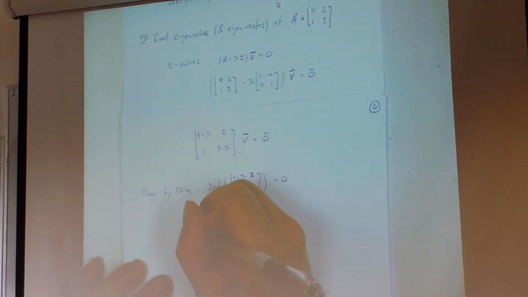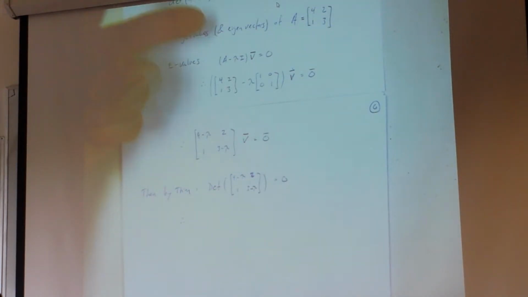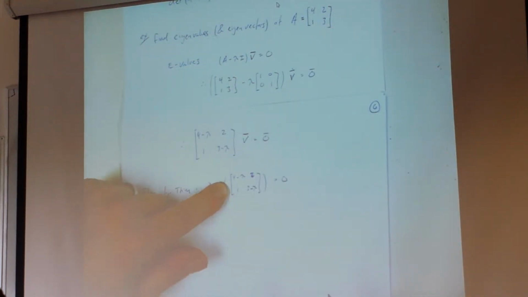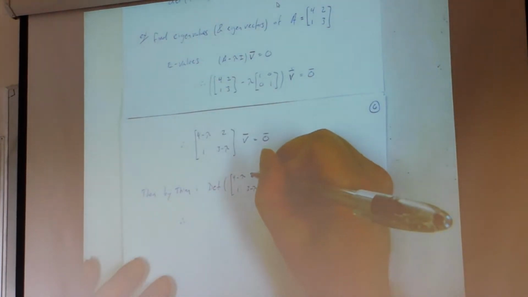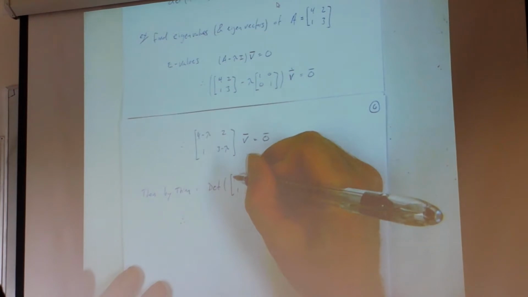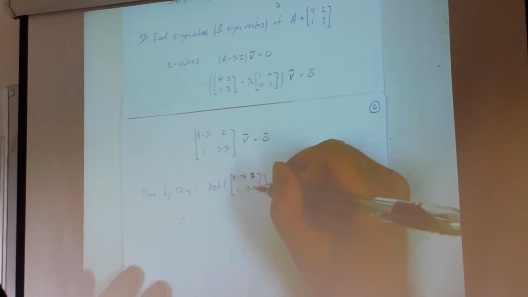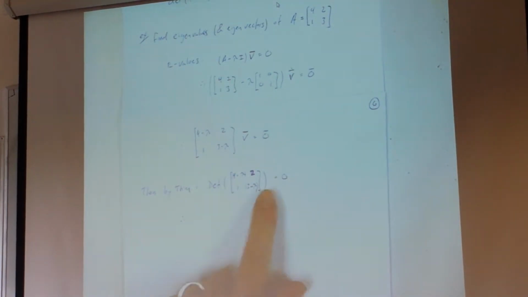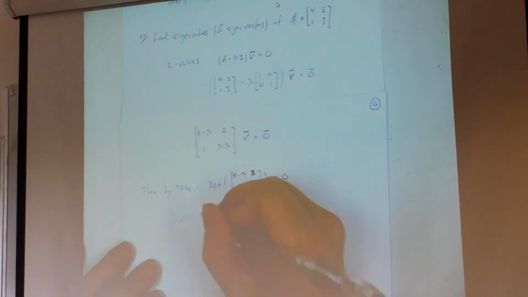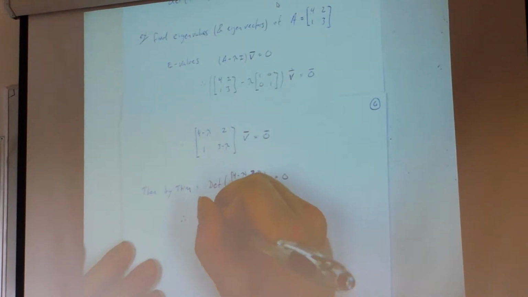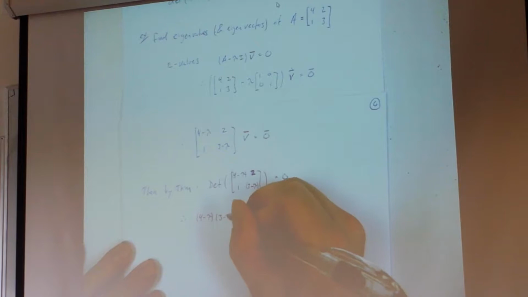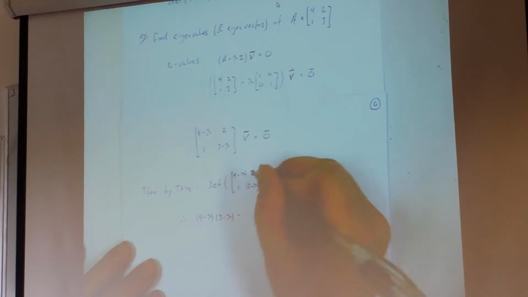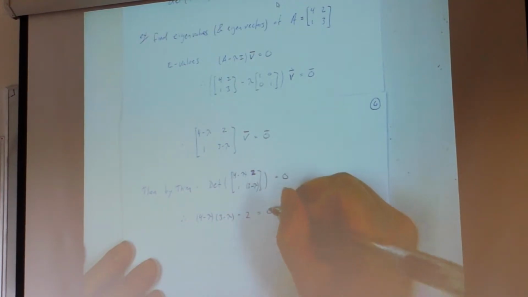So this is what we do. Often you could skip steps and go to this matrix, A minus lambda I, and write that matrix down. We're going to find its determinant and set it equal to 0 and find out what values of lambda make that true. So this is going to be 4 minus lambda, determinant of a 2 by 2 matrix, product of the main diagonal, 3 minus lambda, minus 2 equals 0.